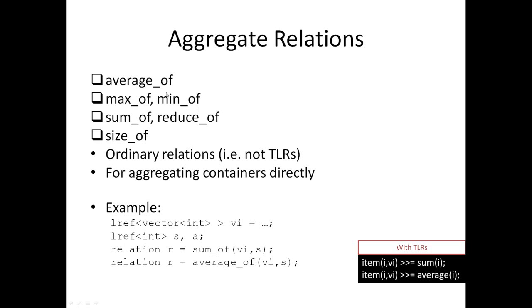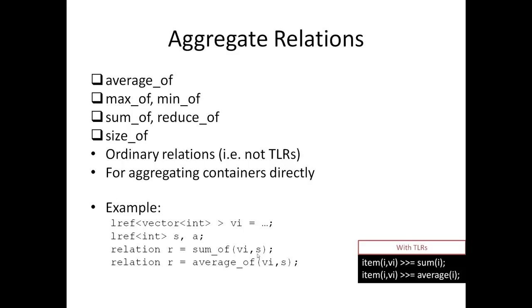These relations work directly on the containers on which the aggregation is to be performed. So if you already have a vector on which you want to perform the aggregation, then you would probably prefer to use these instead of the TLRs. So here you have some examples of computing the sum and the average on a vector of integers. As you can see, the vector is being passed explicitly as an argument. Similar functionality can be expressed using the TLRs also from the earlier slide, as you can see here.